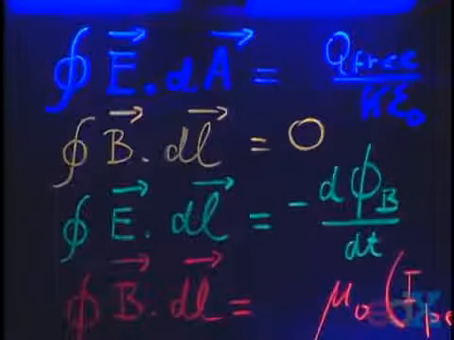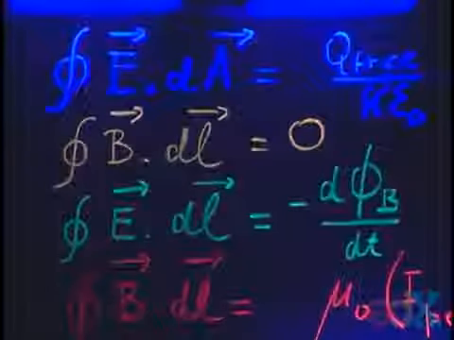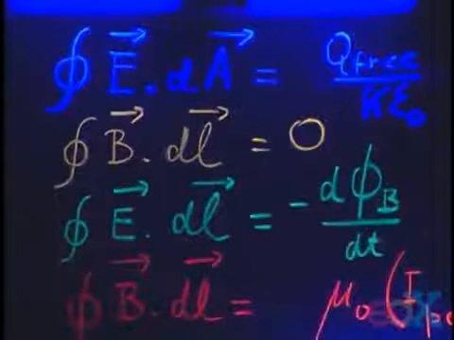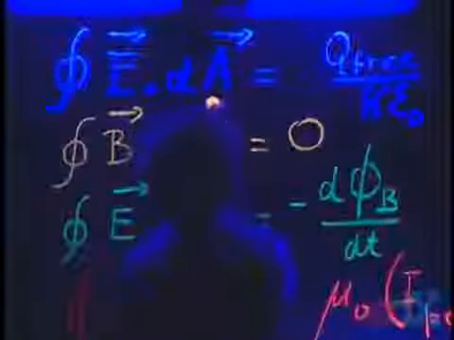And then we have the second one. The closed surface integral of B dot dl equals zero. Oh, it says an L. It shouldn't even be an L. Oh, I hope you caught that. This is an A, of course. How could I?